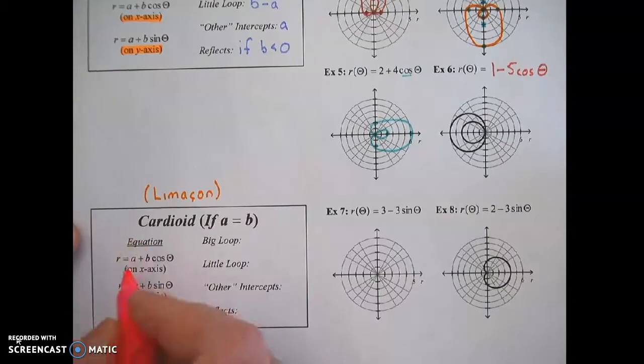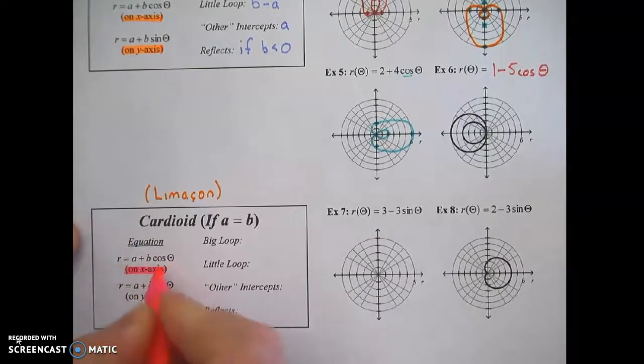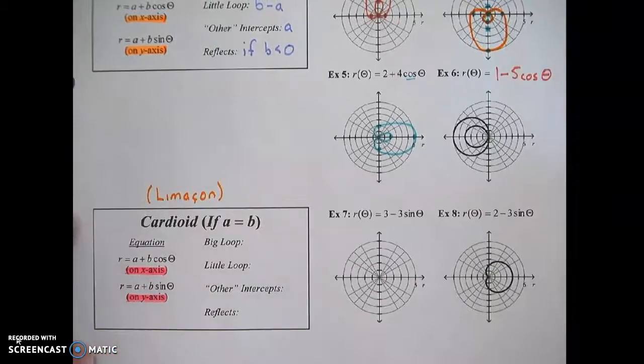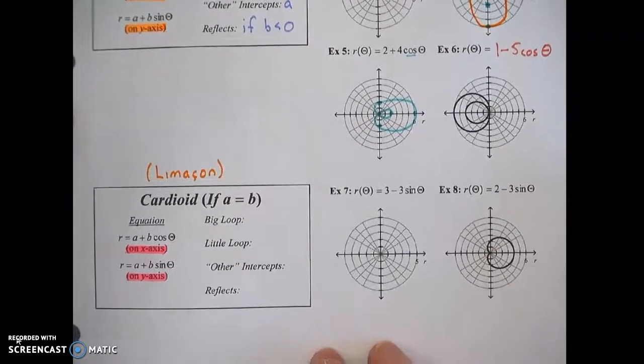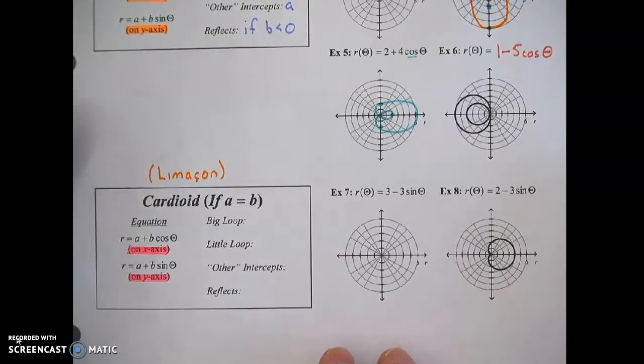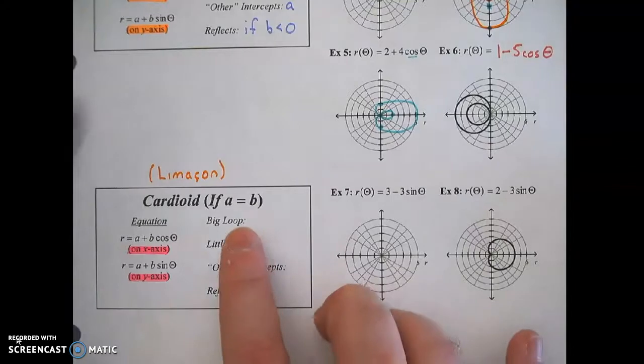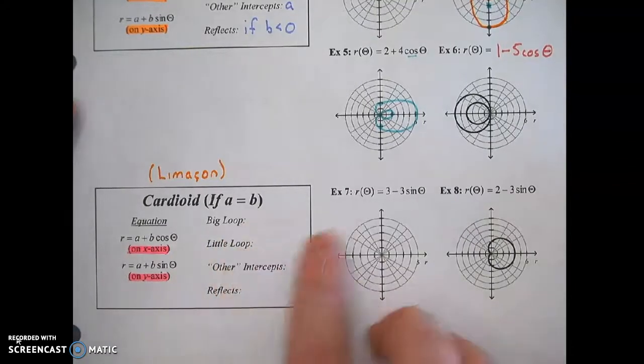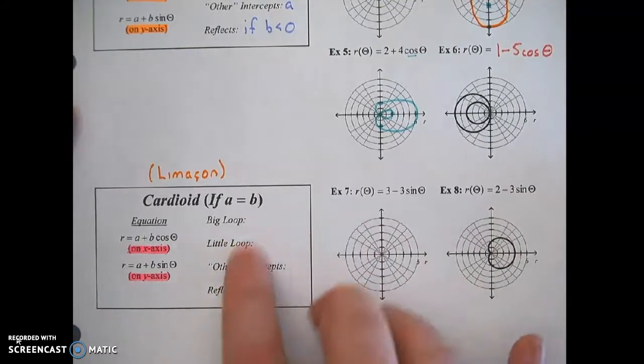We have cosine will be on the x-axis. Sine will be on the y-axis. We're still going to have a big loop, a little loop, other intercepts, and then we're going to decide where it reflects. So let's start to look at some of the characteristics of a limaçon and try to figure out some patterns from the equation, these situations.